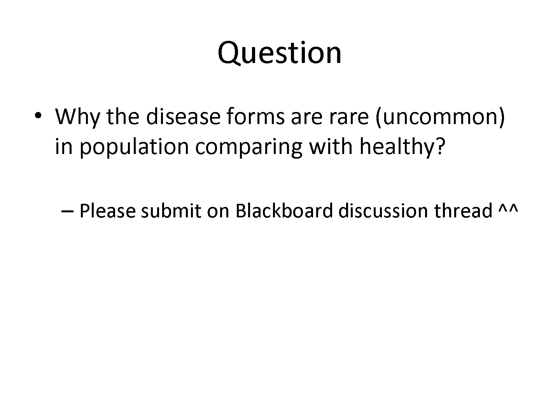Okay, so we finished this part. My question, which I would like you to write up as a report before the next presentation, is: why are the disease forms rare, an uncommon thing in the population, compared with the healthy one? Healthy is more common compared with the rare disease form. Please submit it on the Blackboard discussion part. Thank you.